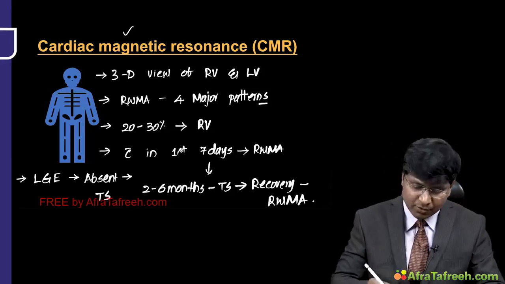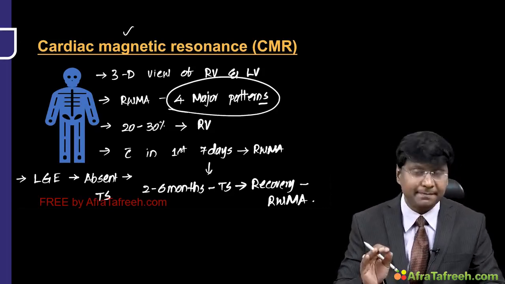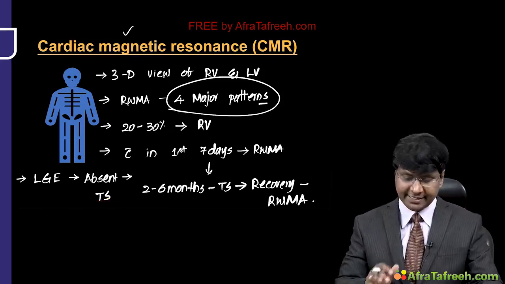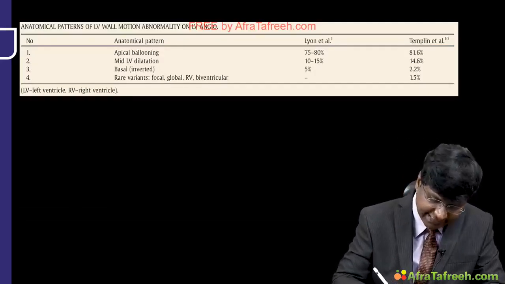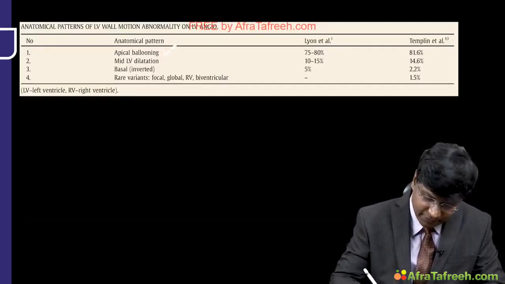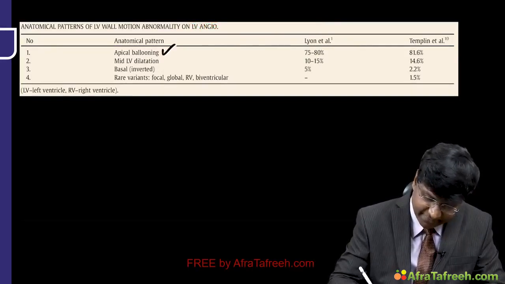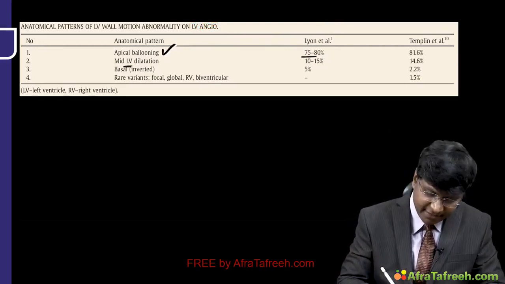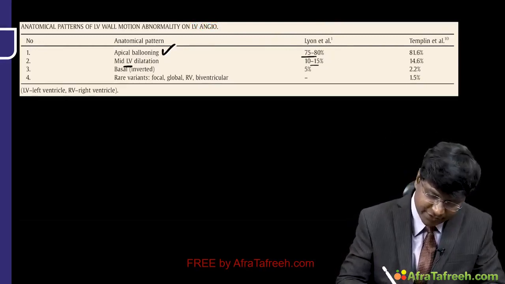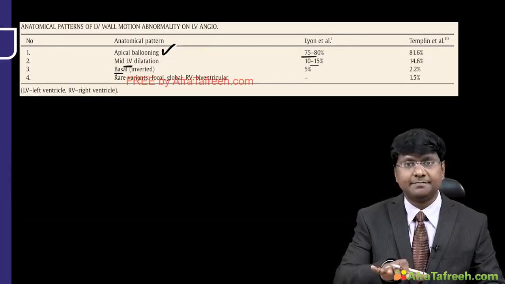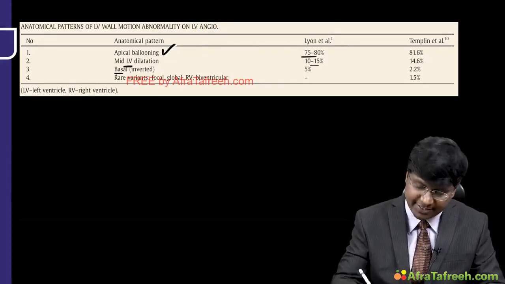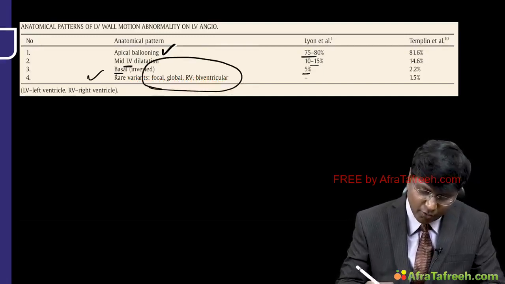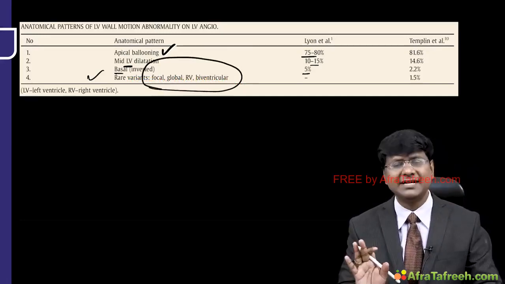So now let me discuss what these 4 major patterns of regional wall motion abnormality in cardiac magnetic resonance imaging are. These 4 patterns include: number 1, the majority will be the apical ballooning, that is apical hypokinesia. There can be mid left ventricular dilatation in 10 to 15% of individuals. There can be inverted, that means basal dilatation, in 5% of patients. The rare variant is either focal, global, RV or biventricular, but that is a rare variant.